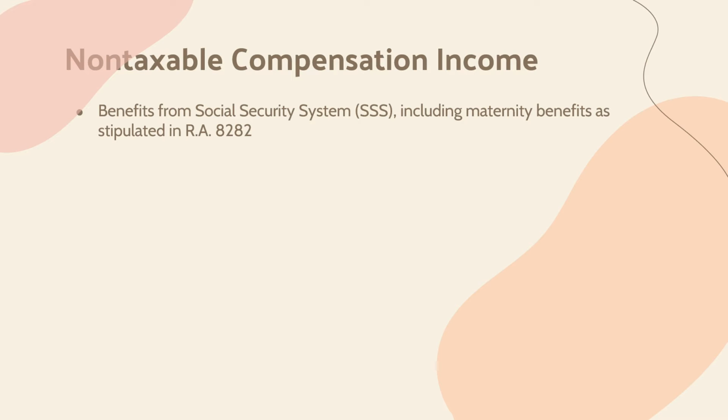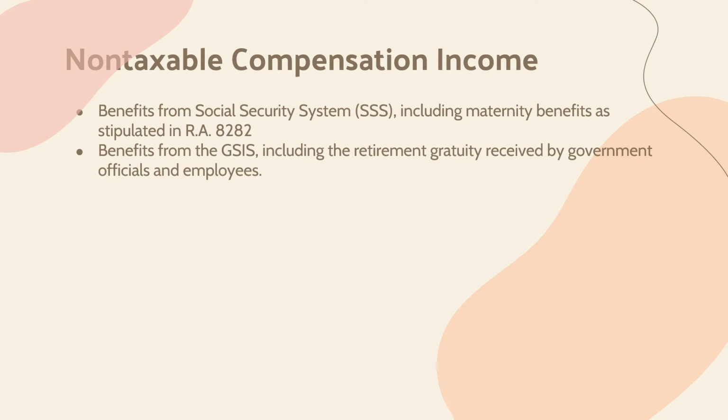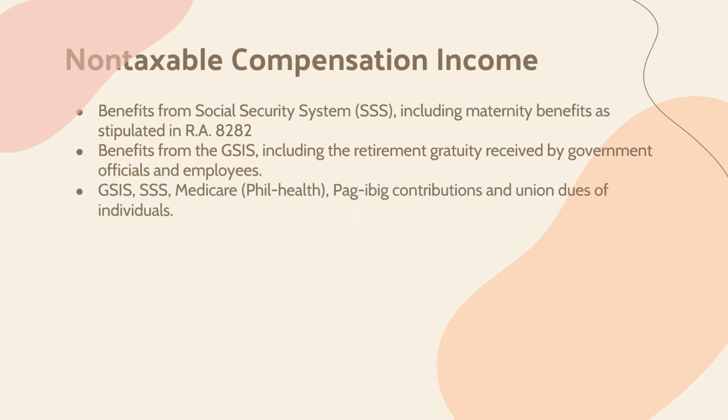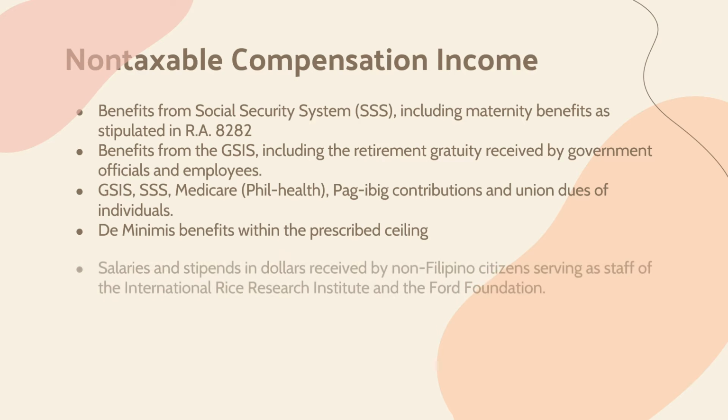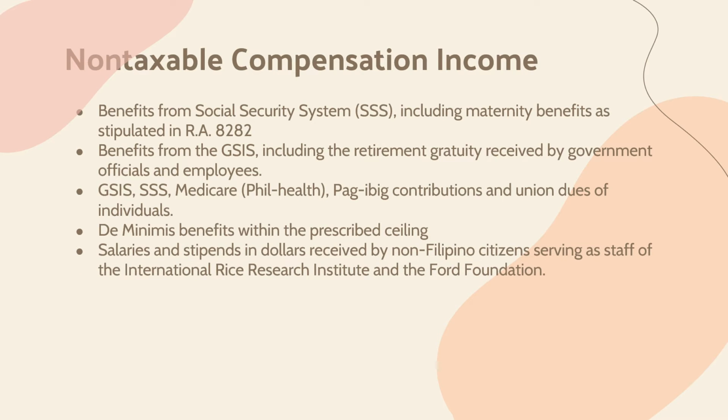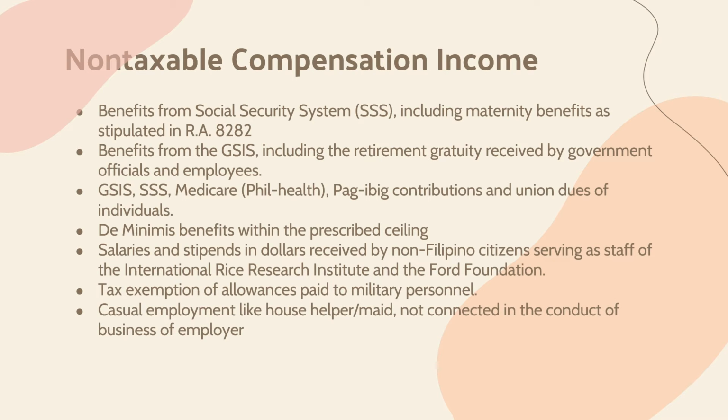Number 11, benefits from the GSIS, including the retirement gratuity received by government officials and employees. Number 12, GSIS, SSS, Medicare or PhilHealth, Pag-IBIG contributions and union dues of individuals. Number 13, de minimis benefits within the prescribed ceiling. Number 15, tax exemption of allowances paid to military personnel. And lastly, casual employment like house helper or maid, not connected with the conduct of the business of the employer.